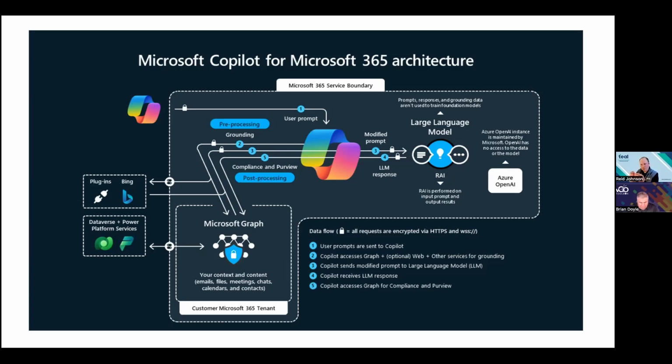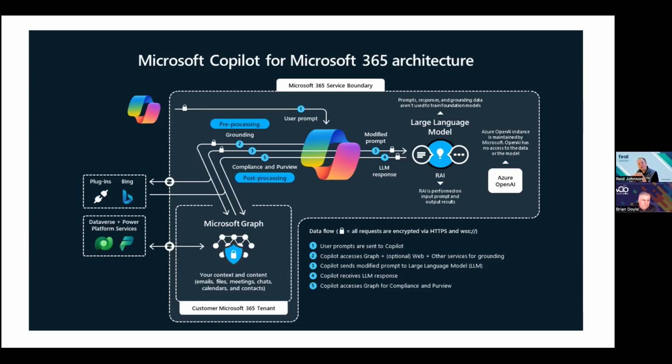It's going to take that modified prompt then and push it over to the large language model in Azure. The large language model is going to process it and provide a response. That response is going to come back and go through Copilot back to Graph again, where there's additional grounding that's going to take place. And there's going to be a validation that the information returned is only data that me as the requester is supposed to be able to access.